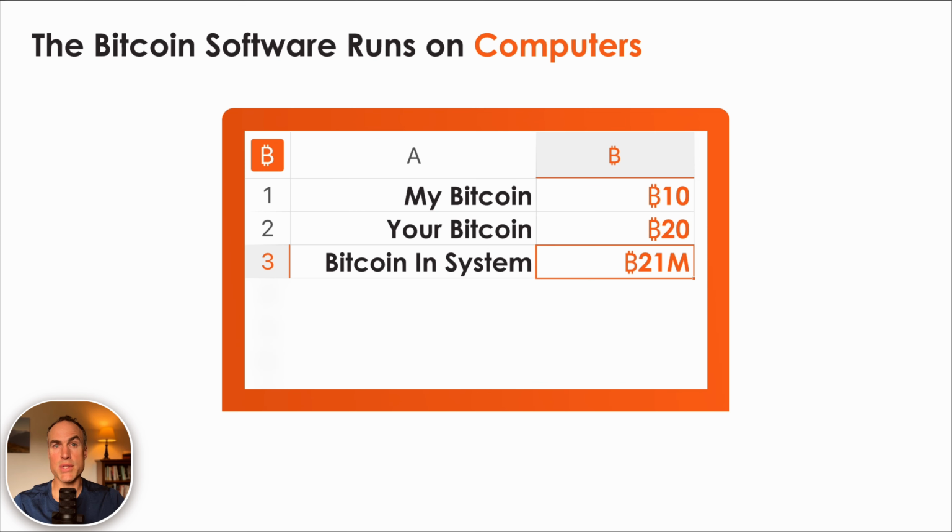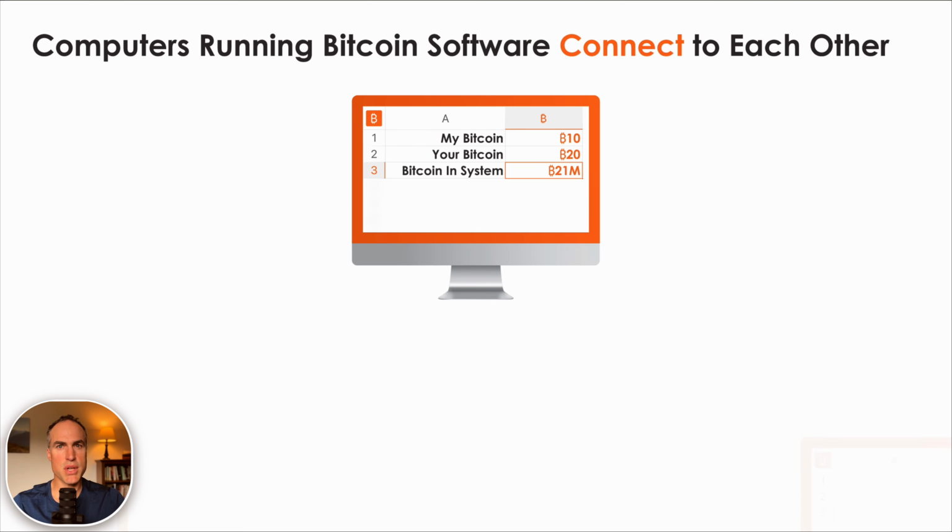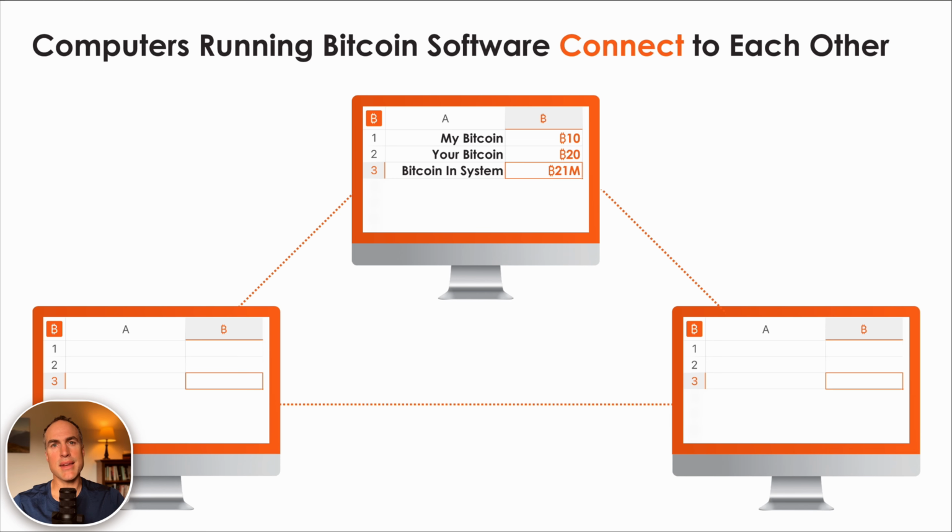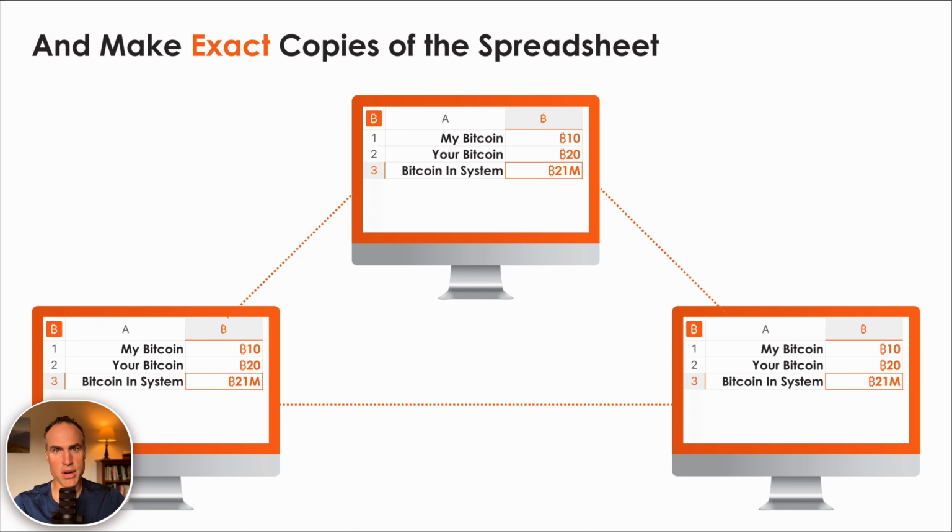The Bitcoin software runs on computers, and then those computers connect together to form a network. And then all of the data that's in the software replicates across that network so that all of the computers have all the same data. And it's not just 2 or 3 or 4 computers running Bitcoin.